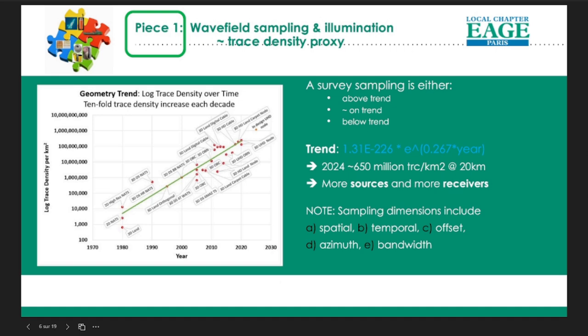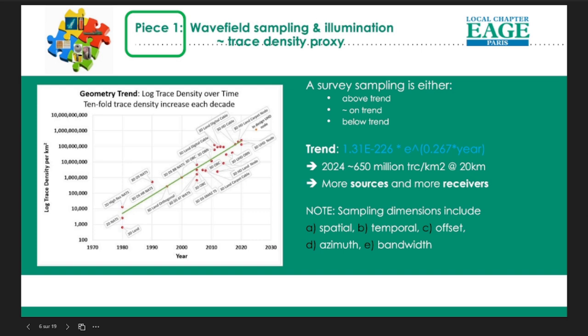So let's start with piece one. So we're in the blue box. So wavefield sampling and illumination. That's what we're doing. That's what we're trying to acquire, is seismic energy that's returned from our source, and then we invert that or image that in some way into subsurface properties.